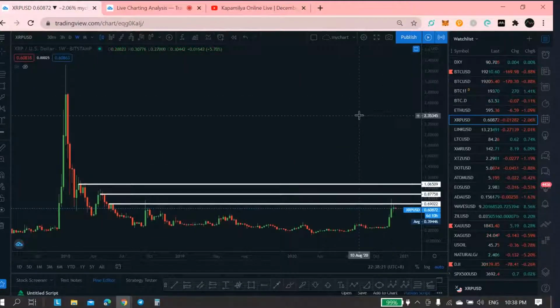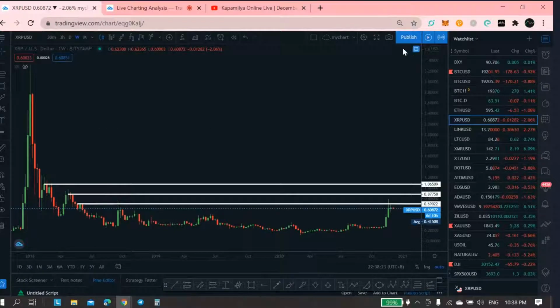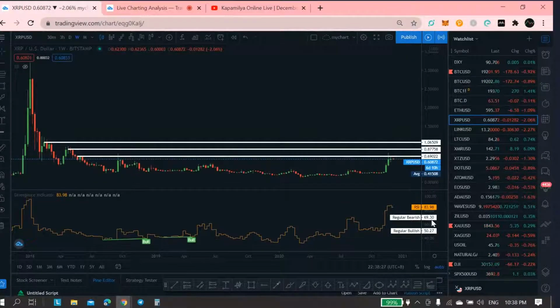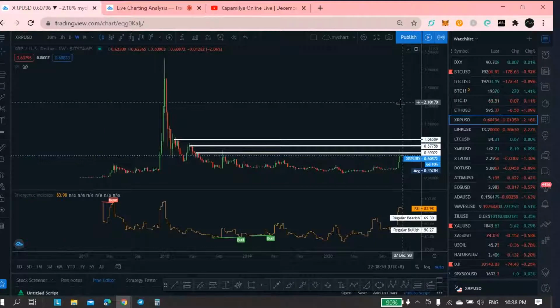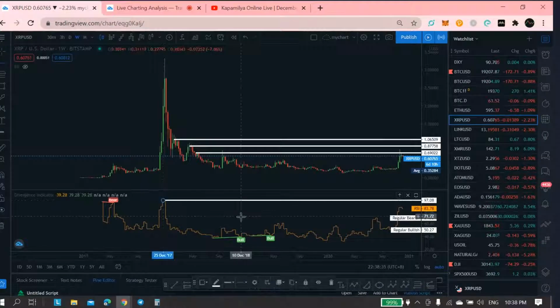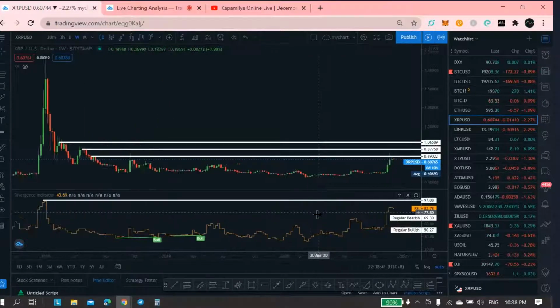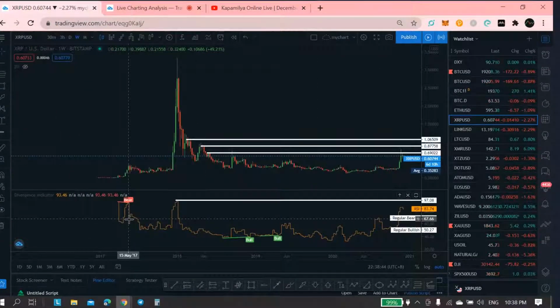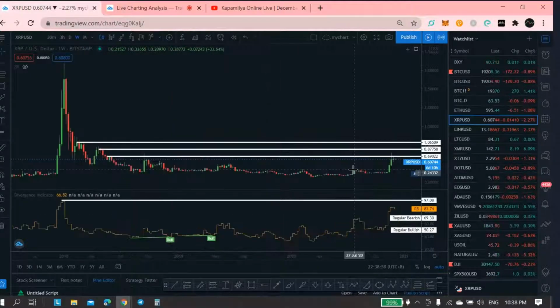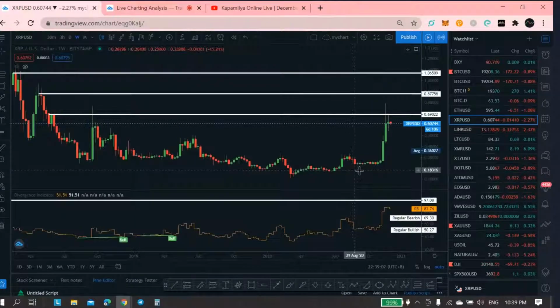Wait, let me just look at the RSI. Even using the weekly time frame, it's already in the overbought area. The highest RSI it reached is around the 97 area. Here is 93, and this is 95, around that area, more than 90, 95.58. So almost close to the 97 area.